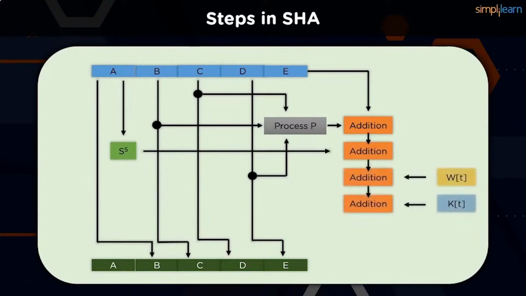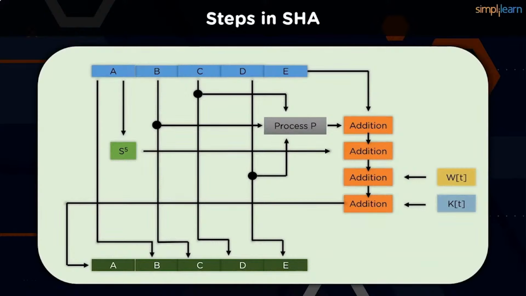The next step is adding the value of WT and the constant element of KT. The current output is then stored in the register A. Similarly, this iteration is repeated every round and for each sub-block in the process. Once all the registers are complete and all the sub-blocks are joined together, we will have our hashed output.